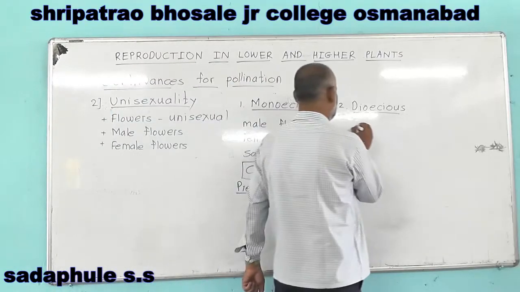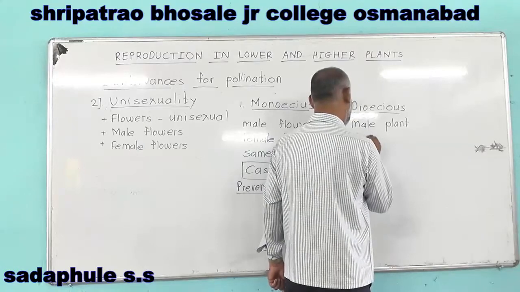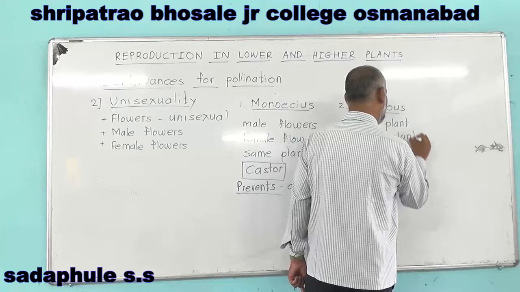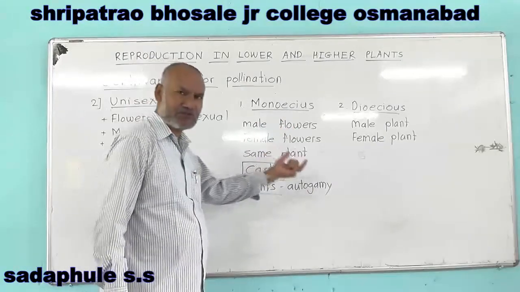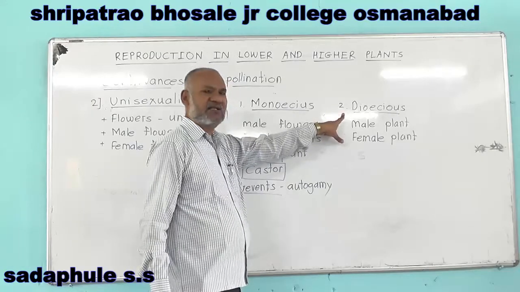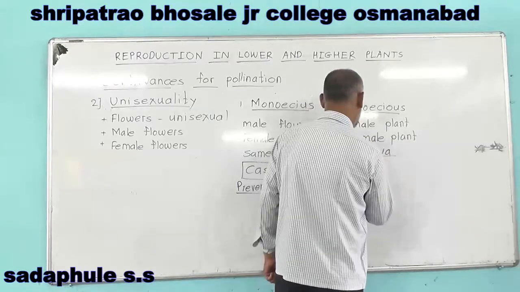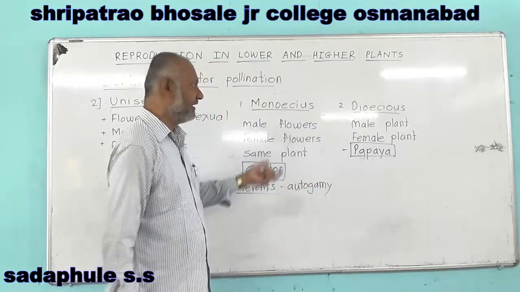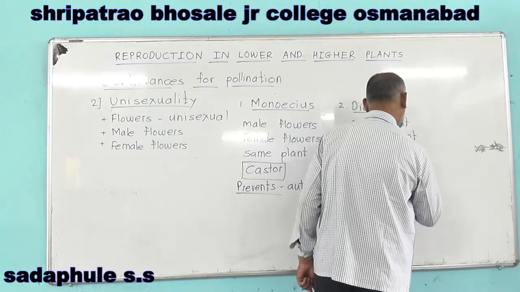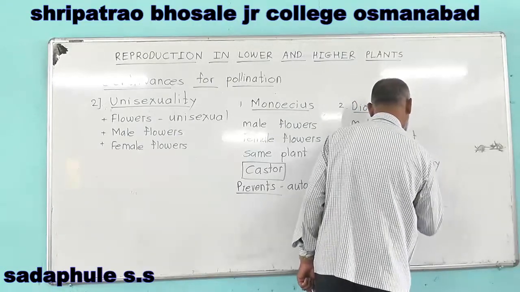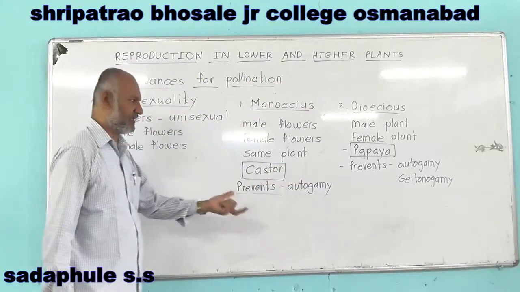In dioecious condition, male and female plants are different. Male flowers are produced on the male plant, female flowers are produced on the female plant. This condition is termed as dioecious condition. Example is papaya. In papaya, male and female plants are different, and this condition prevents autogamy as well as geitonogamy.